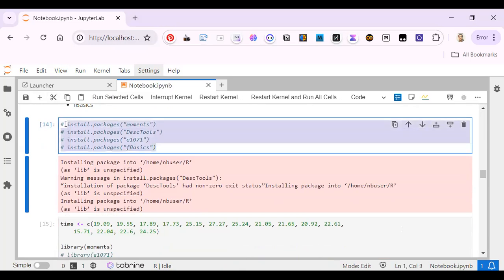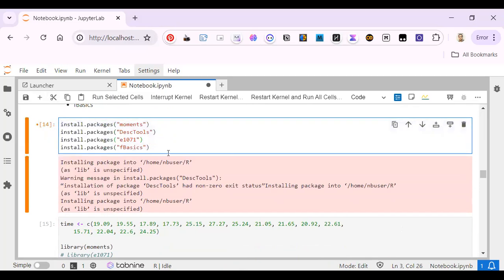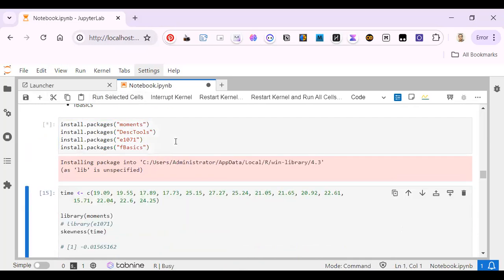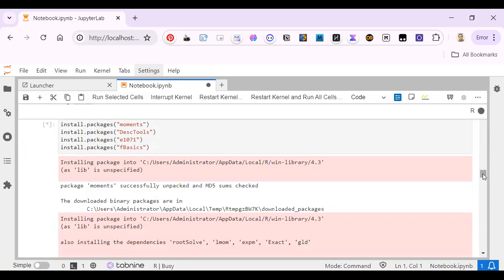I ran this method a while back, so I just want to install it here itself. It will take a couple of seconds. Let's move ahead. Like I explained, this filled colored circle indicates busy. Meanwhile, you can do another task, or you can just wait for it.